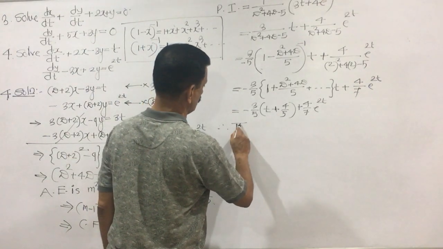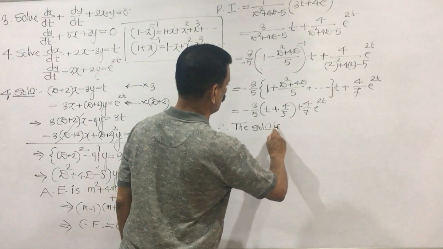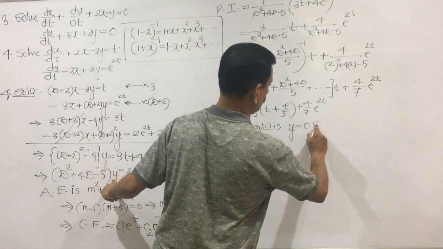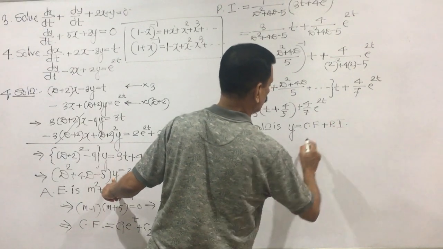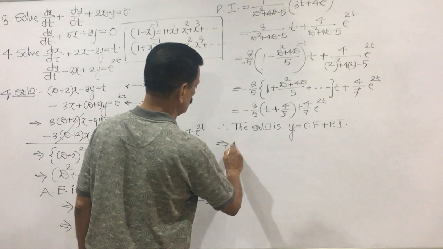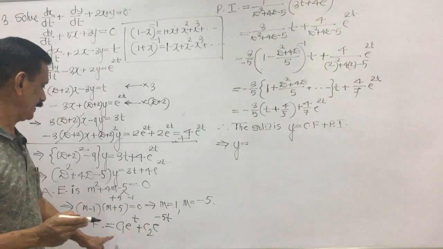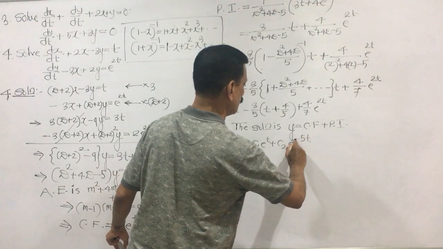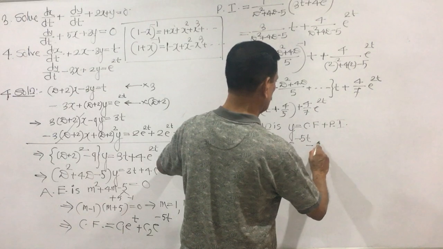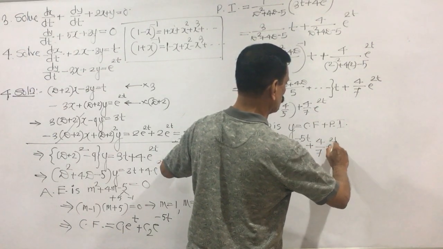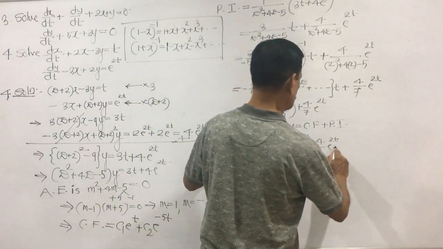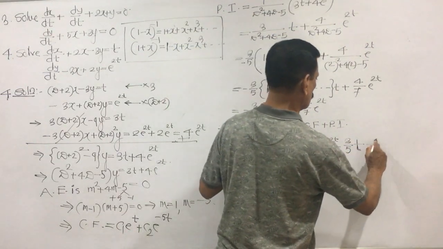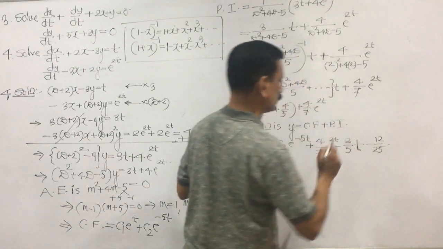Therefore the solution is, look here, the solution I write, it is a linear in y, so I write here y equal to CF plus PI, complementary function plus particular integral, and this implies y is equal to complementary function is here, it is c1 e raised to t plus c2 e raised to minus 5t plus particular integral, this is here, I write that as plus 4 by 7 e raised to 2t, which I write first this, after that minus 3 by 5 t, and minus 12 divided by 25. This is your solution 1.